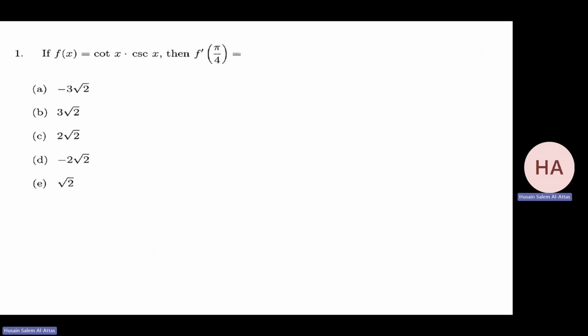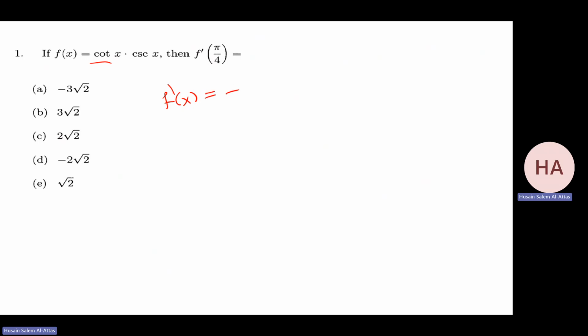Okay, if f of x equals cotan x times cosecant x, find f prime at pi over 4. Simplification will not help, huh? It will be cosine over sine times 1 over sine, which becomes cosine over sine squared. I think I can do it with the product rule, easier. F prime will be what?